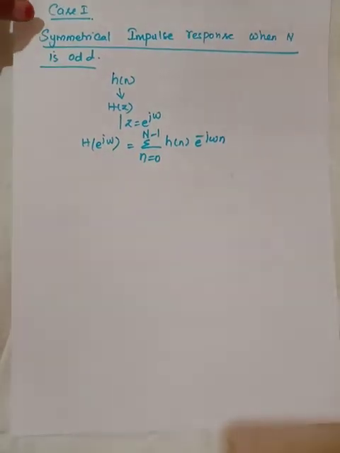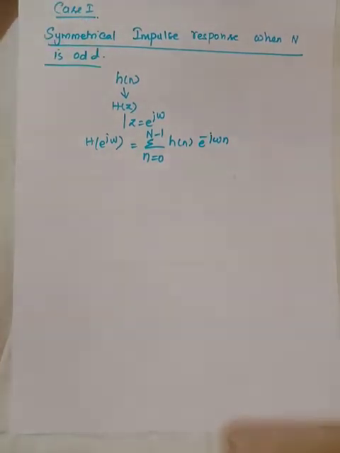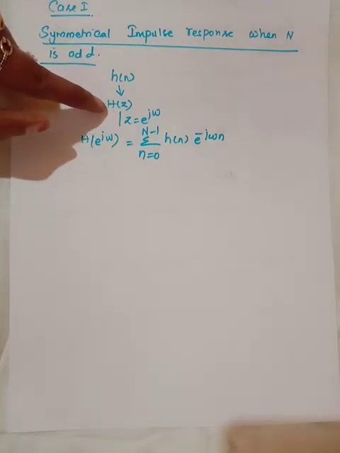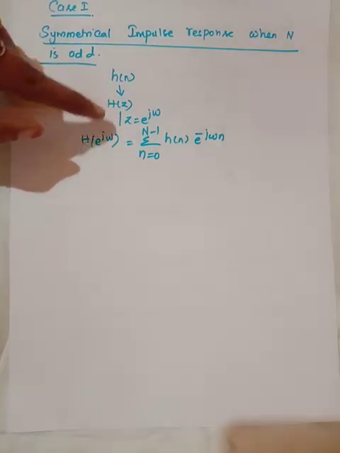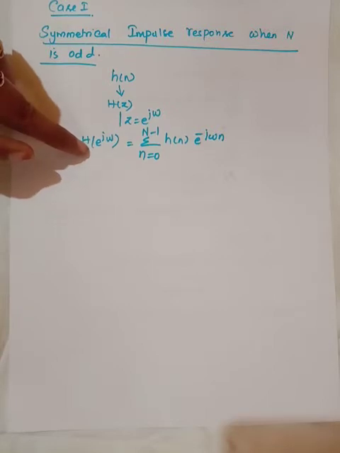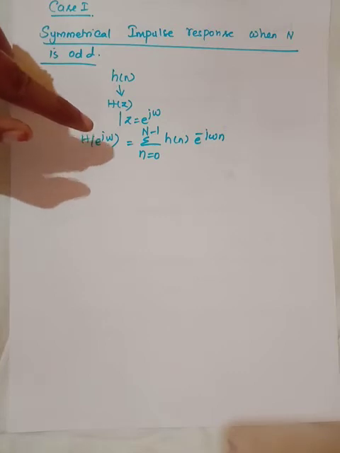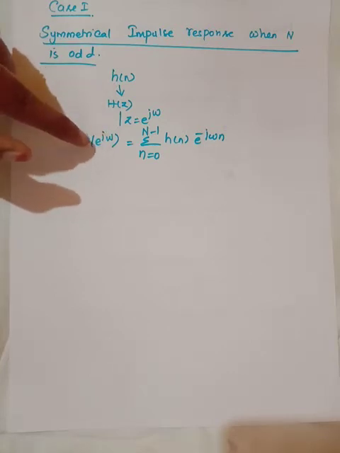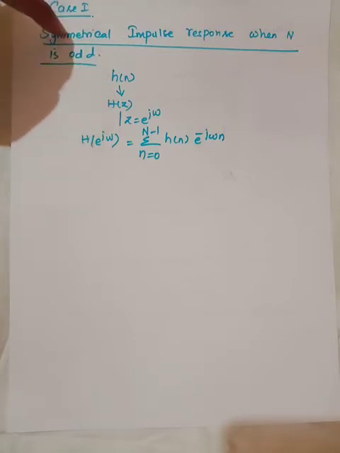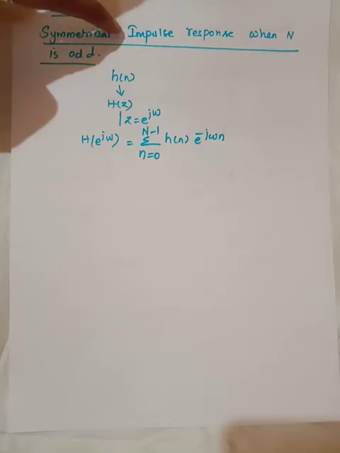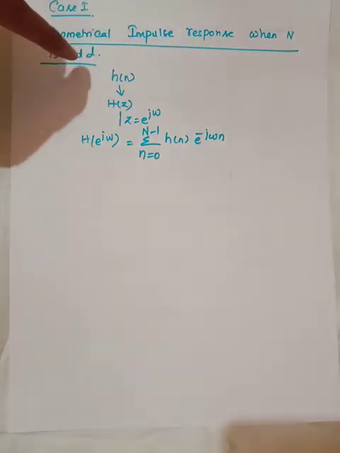The first case is the symmetric impulse response when N is odd. We know that h(n) is the coefficient of the filter, and from that we find the transfer function of the filter, and from the transfer function we find the frequency response of the filter. All this we have discussed previously. Now we are going to find the frequency response when the impulse response is symmetric and N is odd.